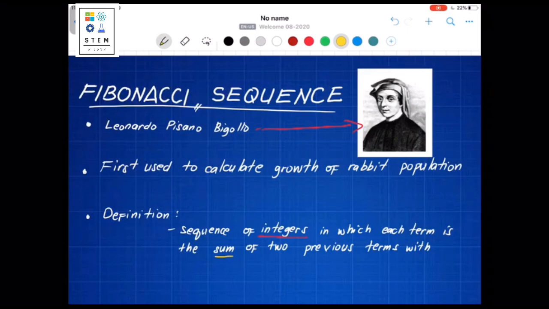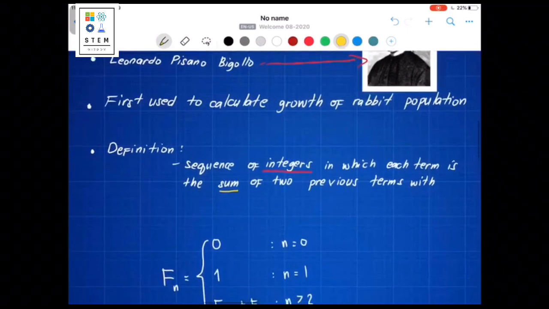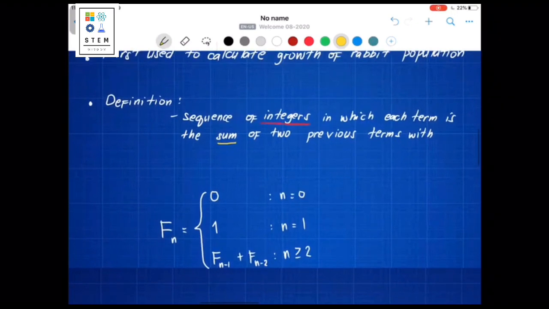So, yung sum daw ng two previous terms, such that mathematically we will have this definition. So, f of n is equal to 0 if n is 0, and equal to 1 if n is equal to 1, and if n is greater than or equal to 2, yung f of n mo will be f of n minus 1 plus f of n minus 2.